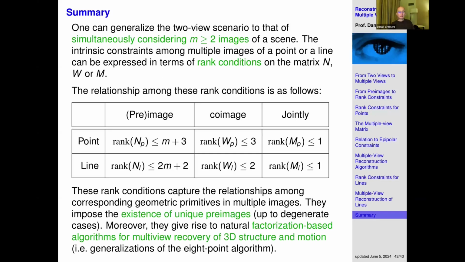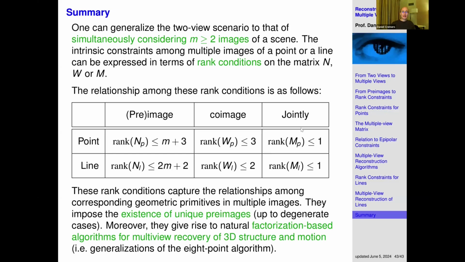So here's the summary both for lines and points. We can define a set of matrices. We saw it, and this is similar in the line case. We can define matrices NP, WP, and MP, and then we have corresponding rank constraints. And so by simultaneously considering M larger or equal to 2 images, so 2, 3, 4, 5 images, we have constraints that tell us when a reconstruction is conceivable. And so these rank constraints generalize the epipolar constraint that we had in the case of 2 views. They generalize these epipolar constraints to multiple views, and they assure the existence of unique pre-images.